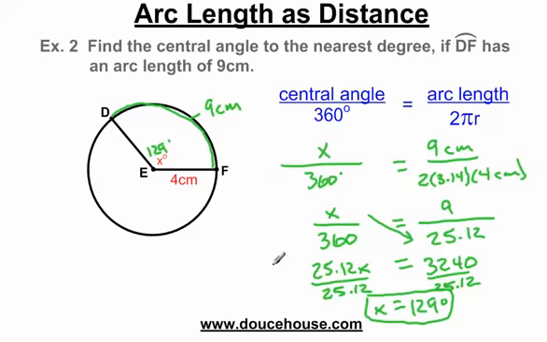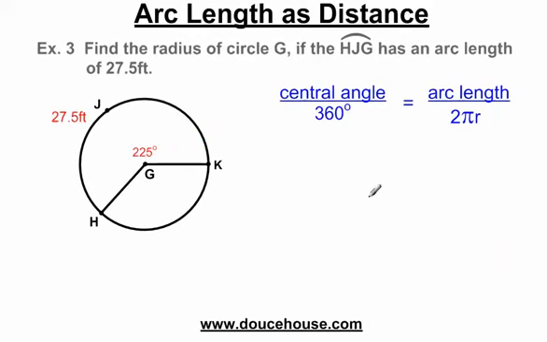Pretty straightforward, I hope. The very last example might be the more challenging one, and that is going to be how do you find the radius? So find the radius of circle G if the arc of HJG, ooh, that should be K. It's a typo, sorry about that. That should be a K, my bad. Apparently I can't fix it very easily here.